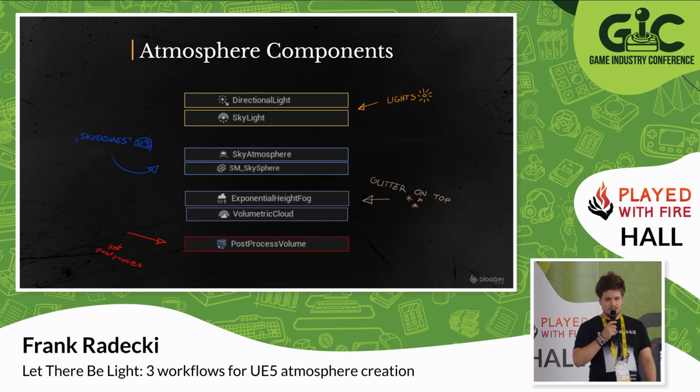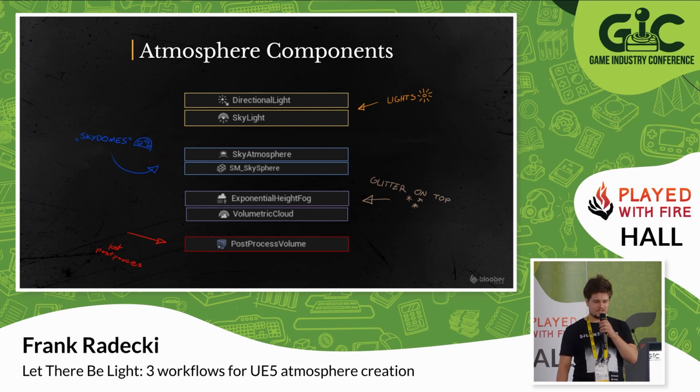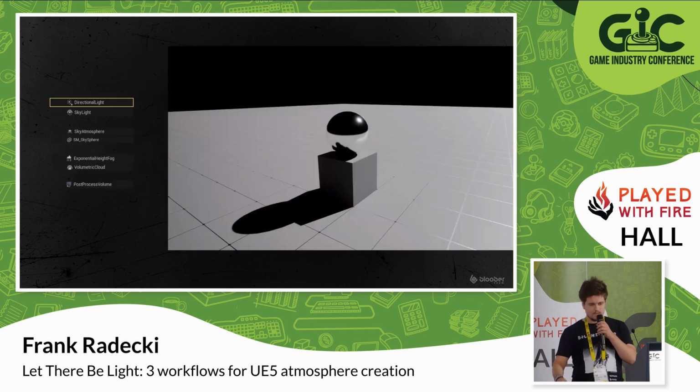So the lights, the directional light, the skylight, those are the lights that light up our scene. We got the sky domes, the sky atmosphere, and sky sphere. And we also got, I like to call it glitter on top, so the stuff that makes our atmosphere look even better. And there is post-process at the end. It's the last thing we actually always want to use, and I will explain later why.